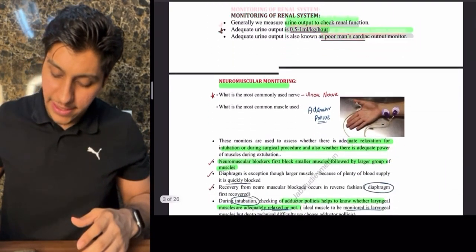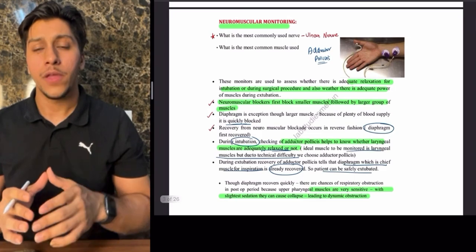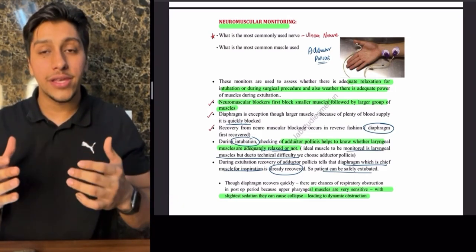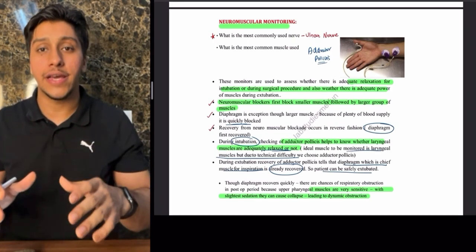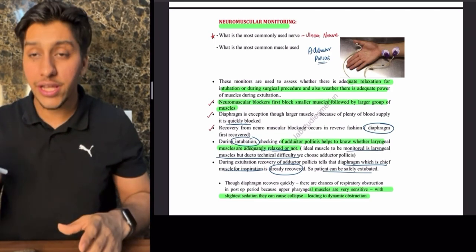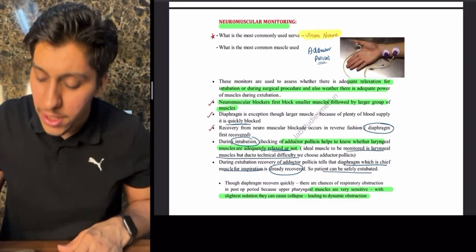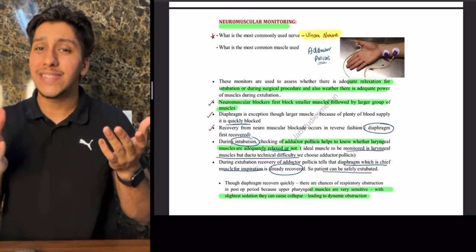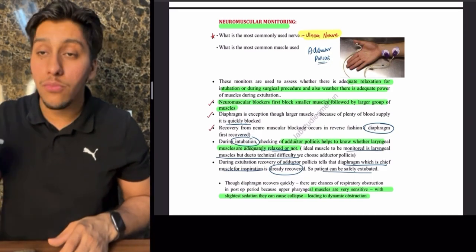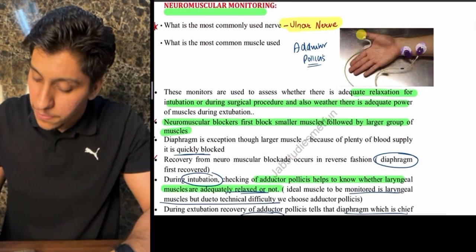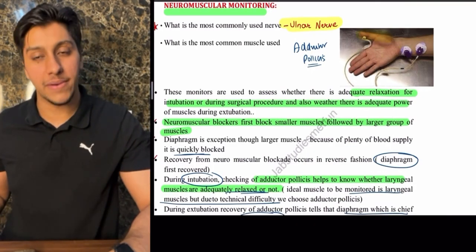Okay. Next guys, let's talk about neuromuscular monitoring. Why is this important? Basically, it is to assess whether anesthesia and the plane of anesthesia has been reached or not. First, they're going to ask you what is the most common nerve used? The most common nerve is going to be the ulnar nerve. Why? Because it is easy that way. And what is the most common muscle supplied by the ulnar nerve that we are going to test? That is going to be your adductor pollicis muscle.